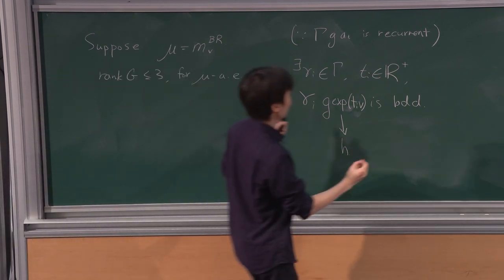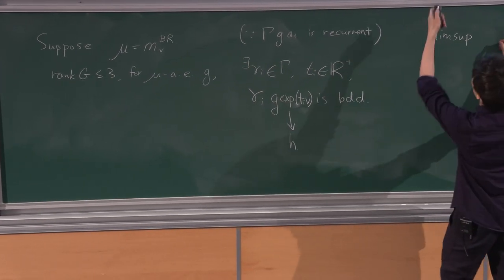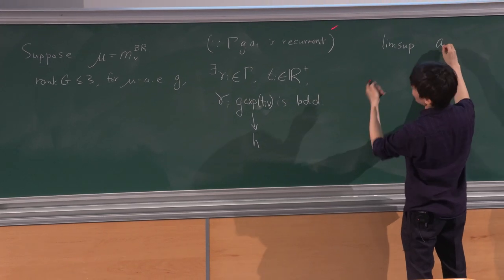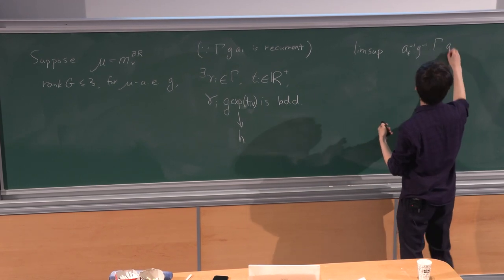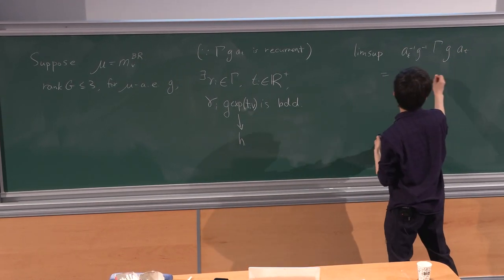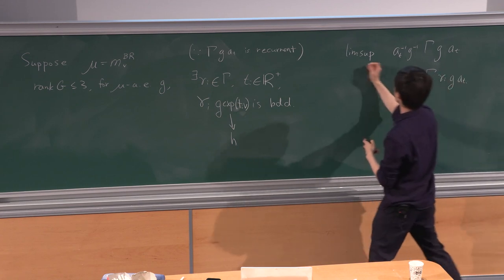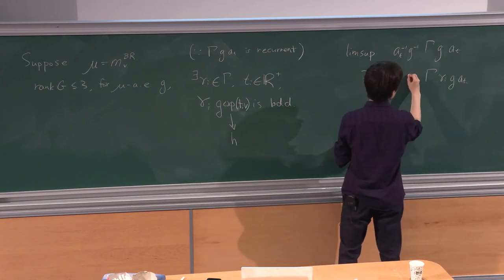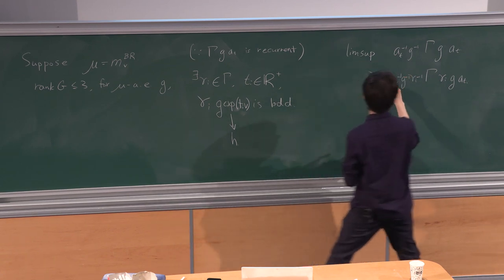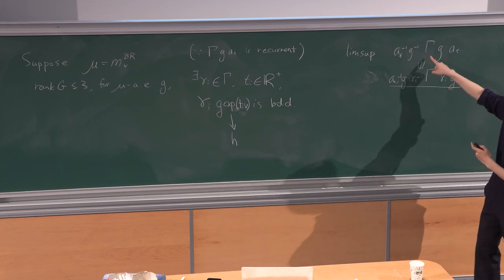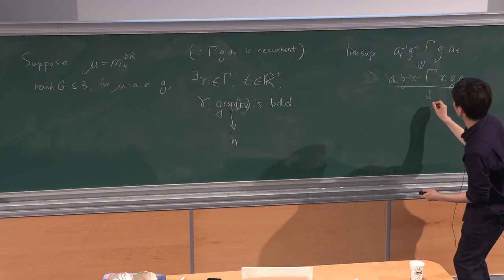That means if you take the lim sup of this, which is a_t inverse g inverse gamma g a_t, this is the same object as gamma_i g a_{t_i}, gamma_i inverse g inverse a_{t_i} inverse. So this is an element of this group. Then if you take the lim sup, and you know that this is converging to h, this actually converges.